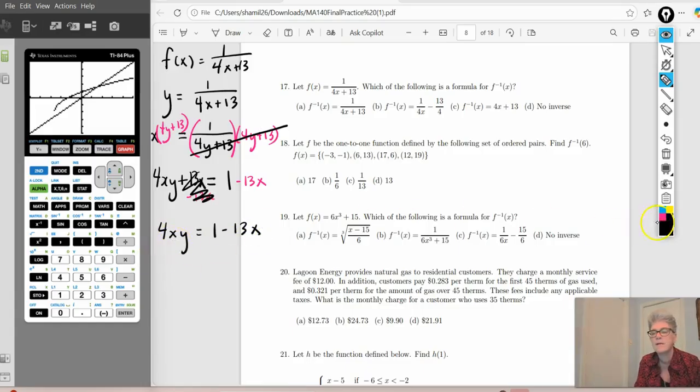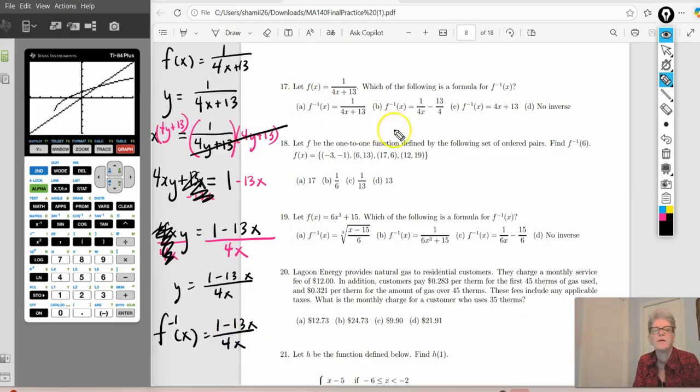And now to get y by itself, well, I have 4x times y, so I'm just going to divide that by 4x, but you've got to do that to both sides. And once you have y by itself, then you have basically found the answer. And so that is the formula for the inverse. Okay, now when I look at the selections up here, none of them look exactly like that.